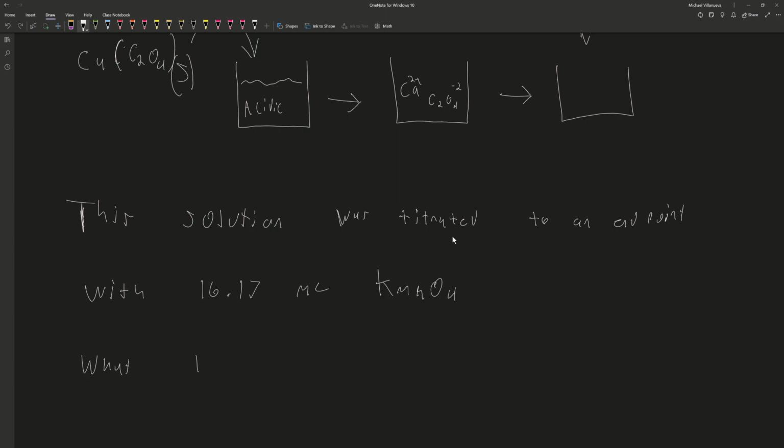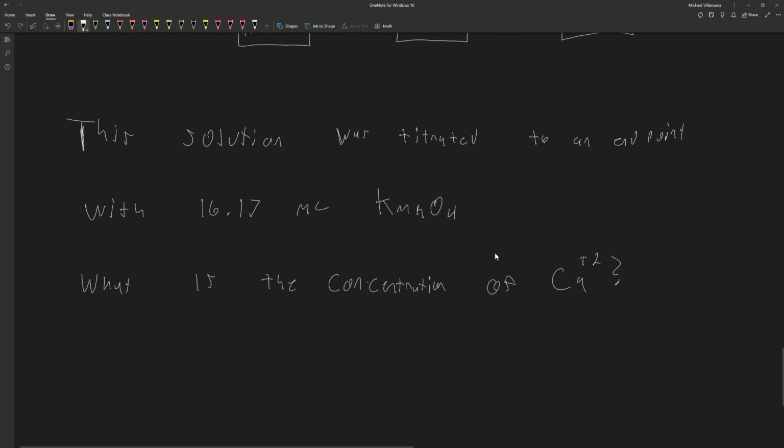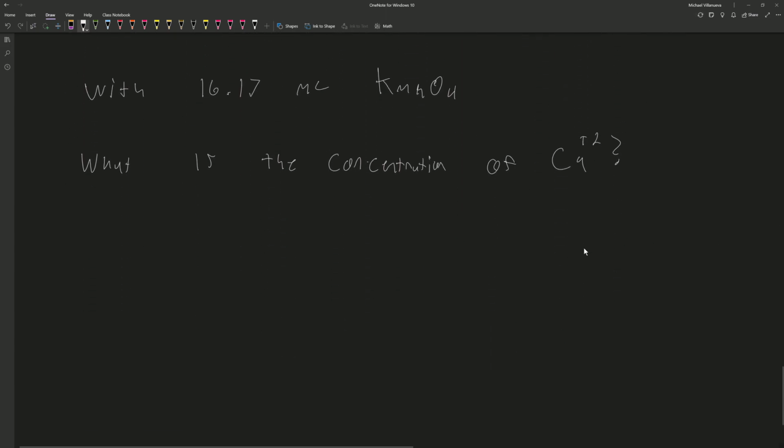What is the concentration of calcium? So how will we do this? Let's start with our volume. We know that we have 0.01617 liters of KMnO4 being used.